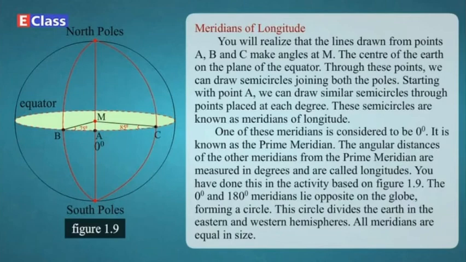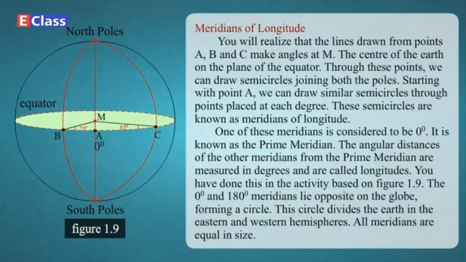These semicircles are known as meridians of longitude. One of these meridians is considered to be 0 degree. It is known as the prime meridian. The angular distances of the other meridians from the prime meridian are measured in degrees and are called the longitudes. You have done this in the activity based on figure 1.9.